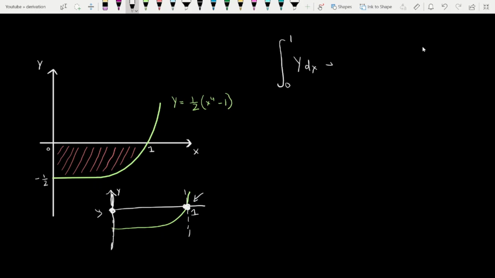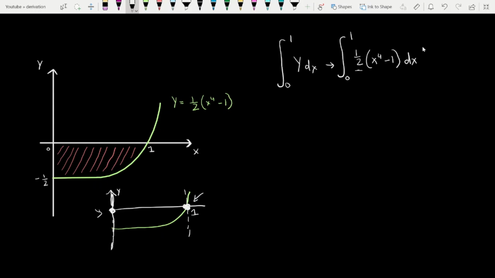And then we know what y is equal to. We have been given the equation of y, and that's basically 1 by 2, then we have x to the power 4 minus 1, and then obviously our dx. So, okay, now we have an integral. We already know how to solve integrals. We've done this many times in the previous videos.